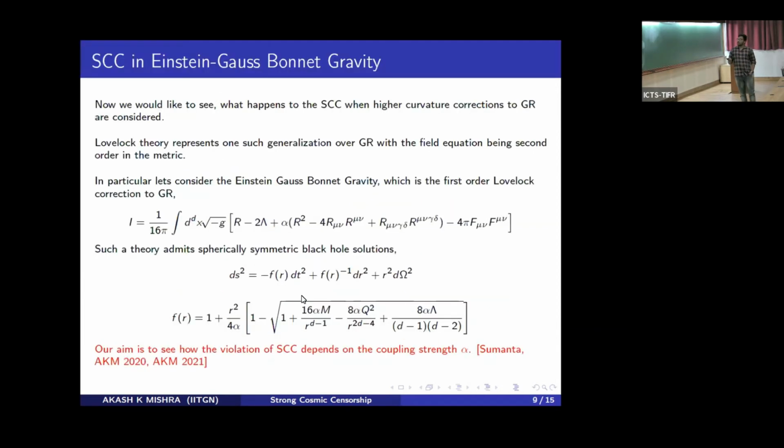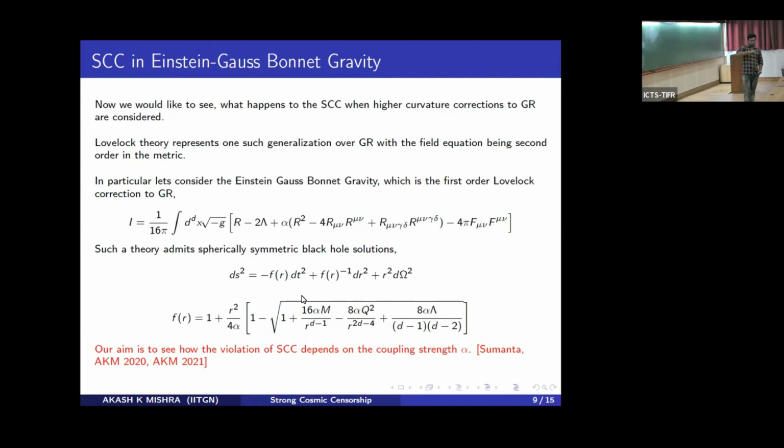Now the question is, can we prevent this violation by adding corrections to GR? So our idea was, can we construct a class of theories where strong cosmic censorship can be saved, or at least is better behaved as compared to GR. So we started by looking at Gauss-Bonnet.